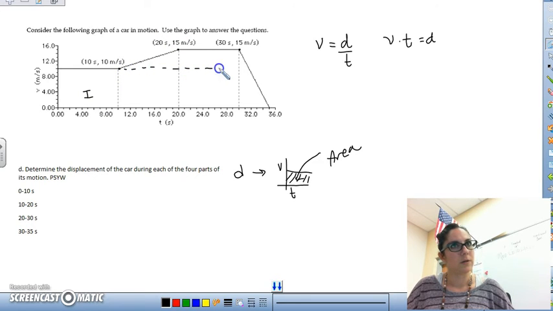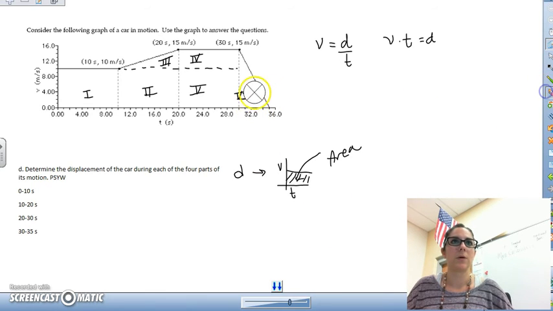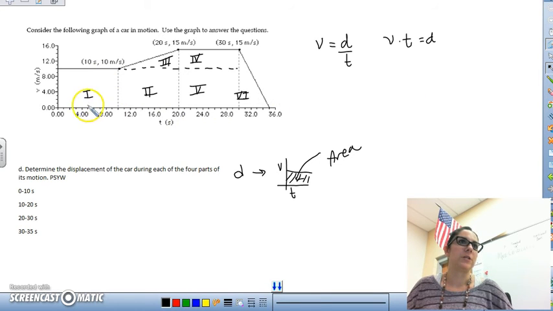Actually, I'll keep that one a triangle. So basically, this just becomes a geometry problem. There we go. Okay, so let's solve for each section.